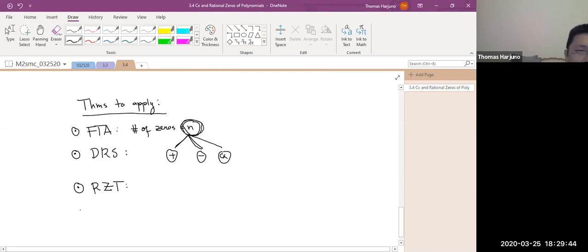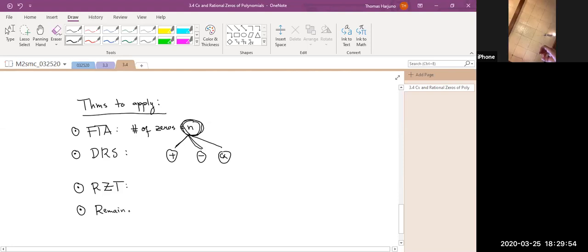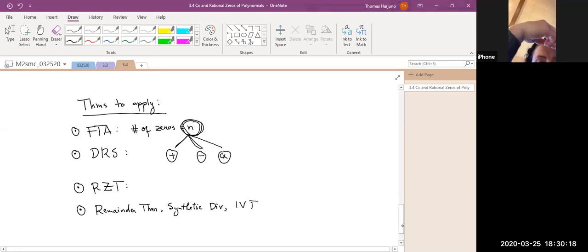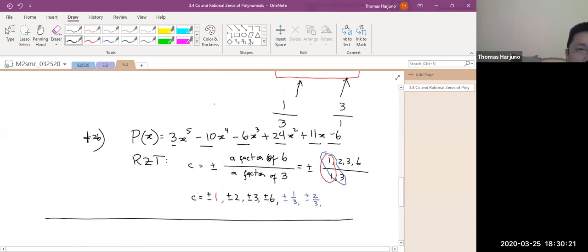What else? Of course, using the rational zero theorem, then in between we have the remainder theorem, synthetic division, and the intermediate value theorem. Now, what I meant is the following. When I try a number as a candidate for 0, let's say if I go back to this polynomial, I will work on this polynomial later on, number 26.